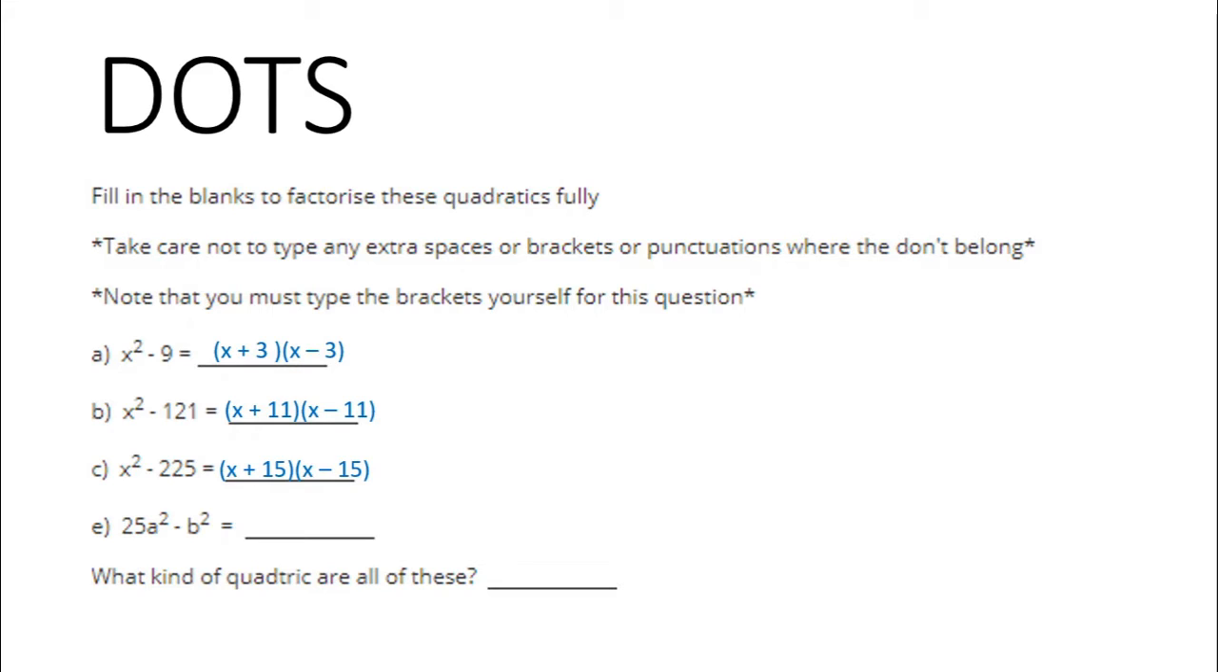And the last one might look a bit challenging to you, but 25a squared is the same thing as 5a times 5a, so 5a squared. And obviously b squared is b squared. So I've got 5a plus b times 5a minus b. They are all dots.